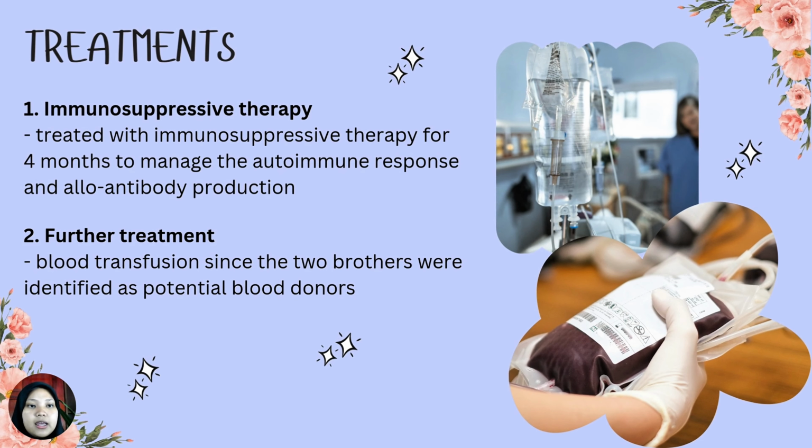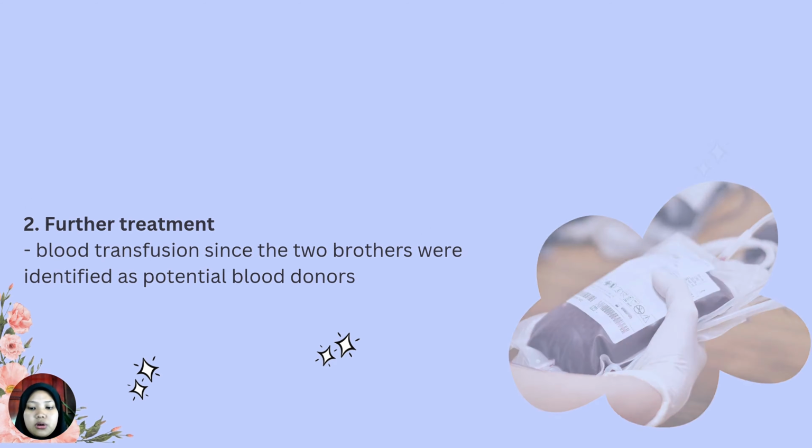For treatment, kita ada 2 treatment. And first, kita ada immunosuppressive therapy. Yang mana patient akan treated with immunosuppressive therapy for 4 months to manage the autoimmune response and allo antibody production. And the second one, kita ada further treatment. Yang mana patient memang memerlukan blood transfusion kan untuk anemia. And then kita akan teruskan dengan blood transfusion since the two brothers were identified as potential blood donors.